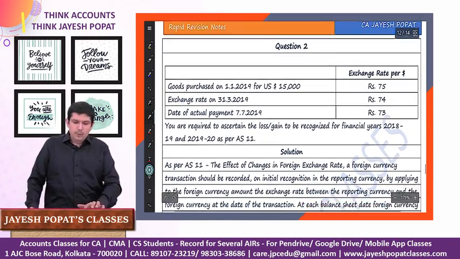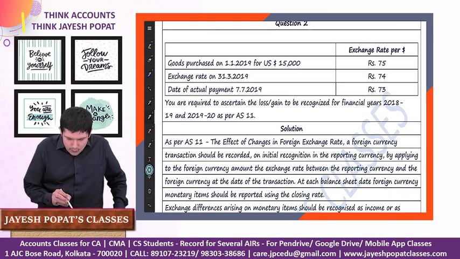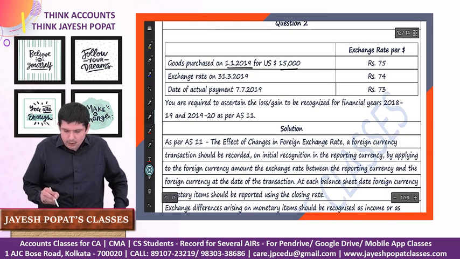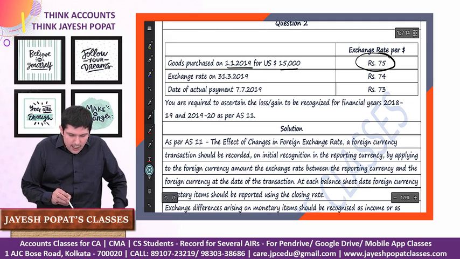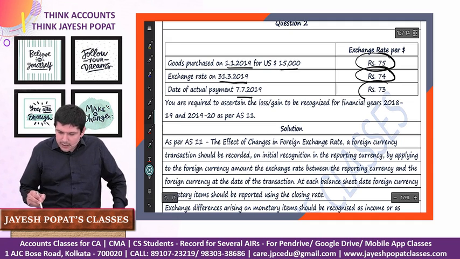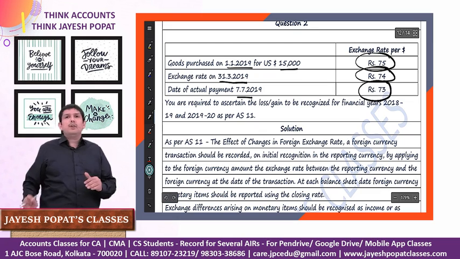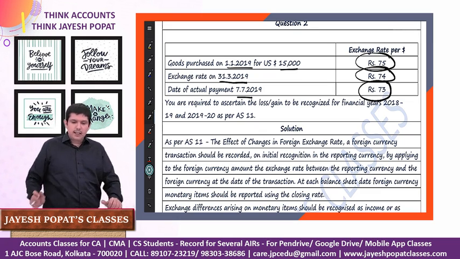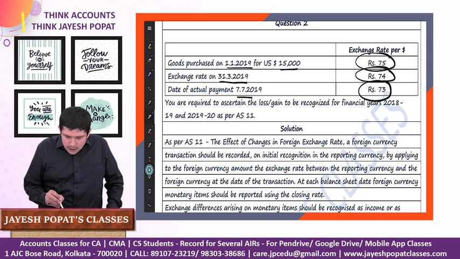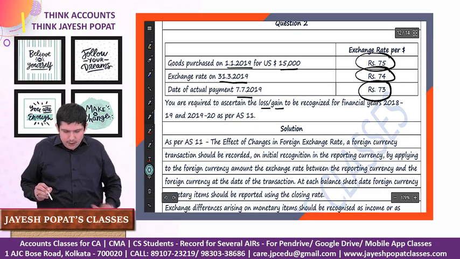Then question number 2. Goods purchased on 1st of January 19, $15,000 worth of goods, and the exchange rate is 75 on that date. At the year end date, the exchange rate is 74. Date of actual payment, the exchange rate is 73. So here the exchange rate is falling. So it is beneficial for us because our liability towards the creditor is decreasing. You are required to ascertain the loss or gain to be recognized in the financial statement.